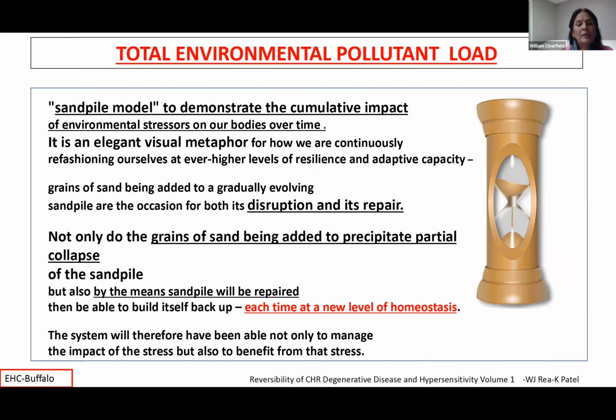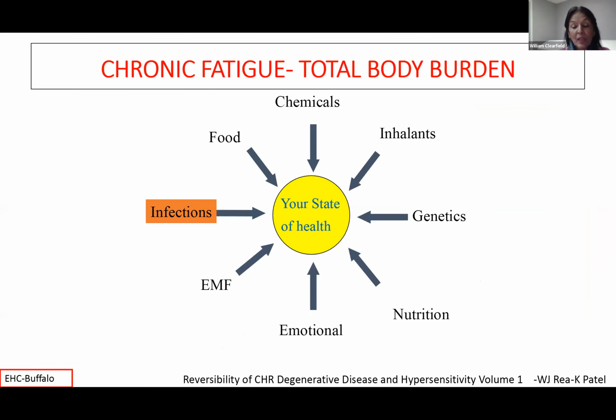So as we see here, the grains of sand are being added to a gradually evolving sand pile, and on occasion the disruption occurs and the repair happens. So grains of sand being added precipitate the partial collapse of the sand pile, but also by means of the sand pile being repaired, we are able to build it back up, and each time at a new level of homeostasis. And that's what occurs in our body. The system will therefore have been able not only to manage the impact of the stress, but also to benefit from the stress.